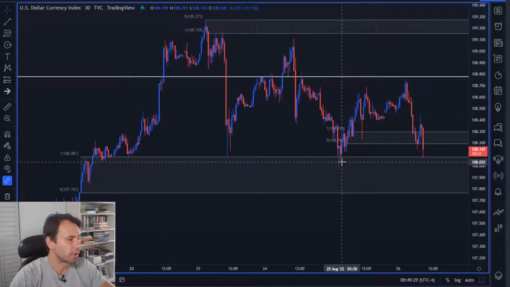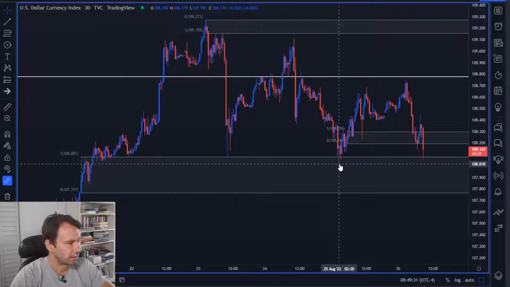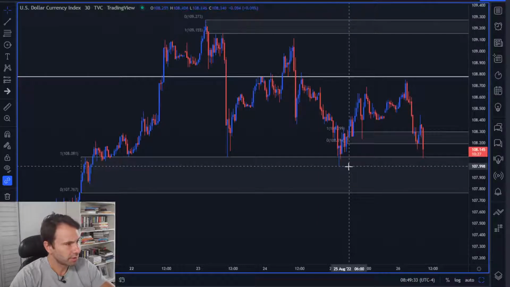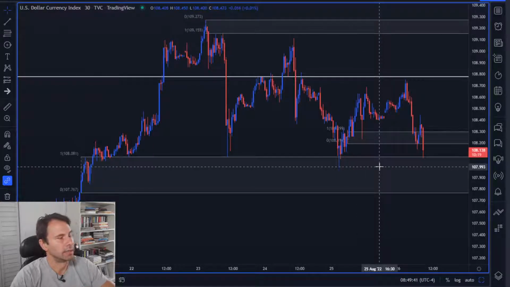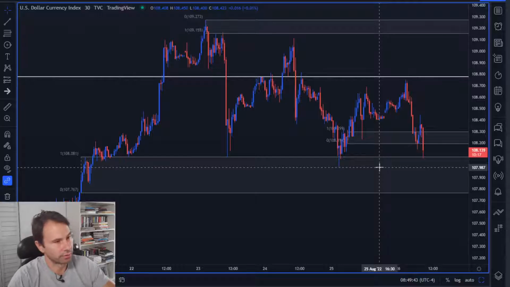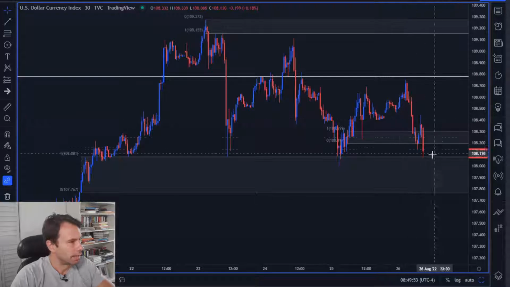Now, it's very important to understand the correlations between assets: between the dollar, the other currencies, bonds, and so on, so you can plan strategically in your trading.